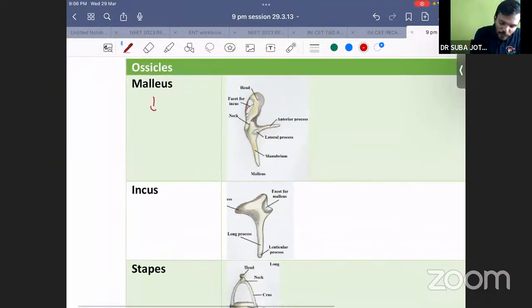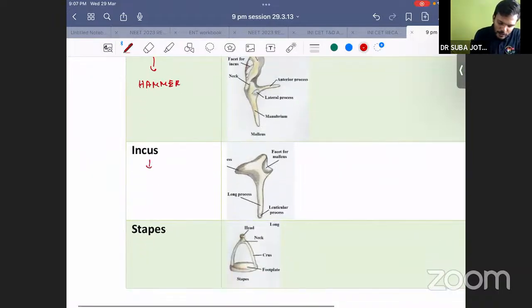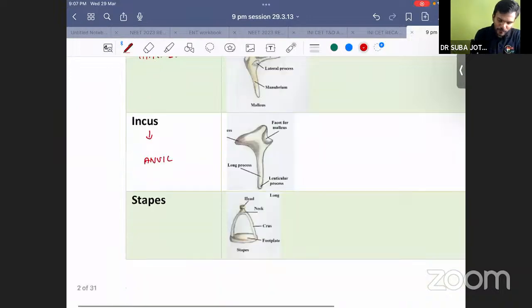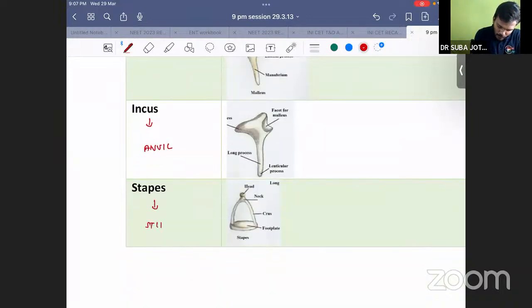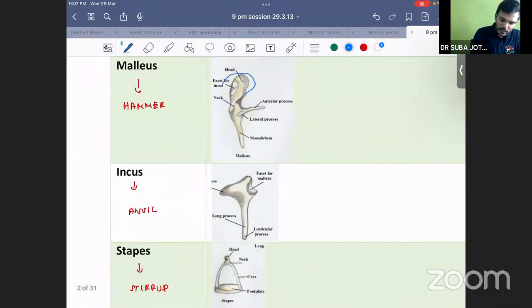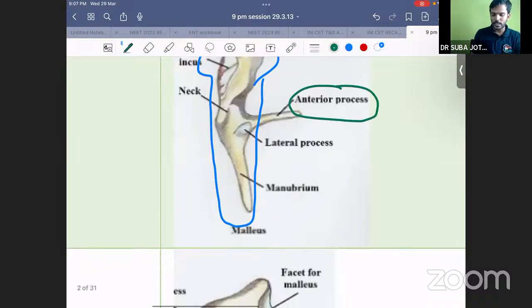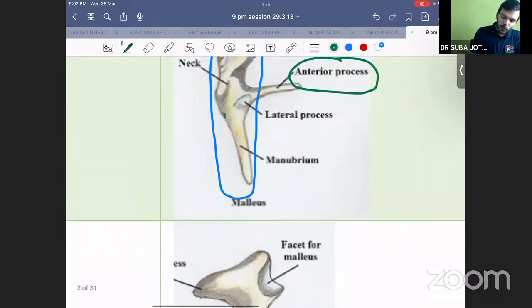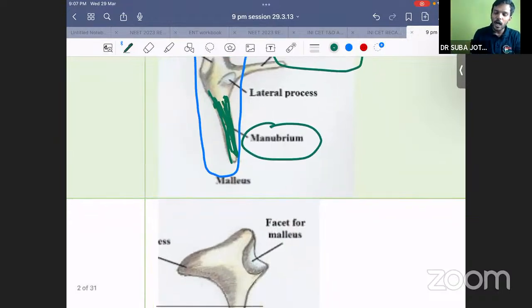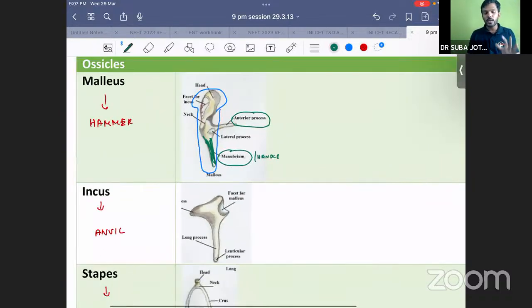Malleus, shape of a hammer. Incus, shape of an anvil. Stapes, shape of a stirrup. See, this is a hammer. The important identification point is that the anterior process will be projected. Then you should look for the slender manubrium, otherwise called the handle of malleus.